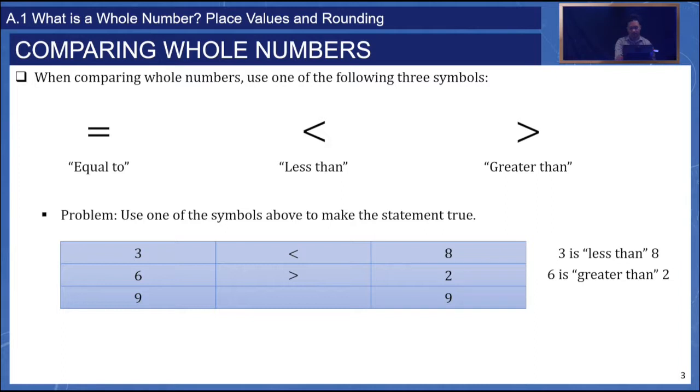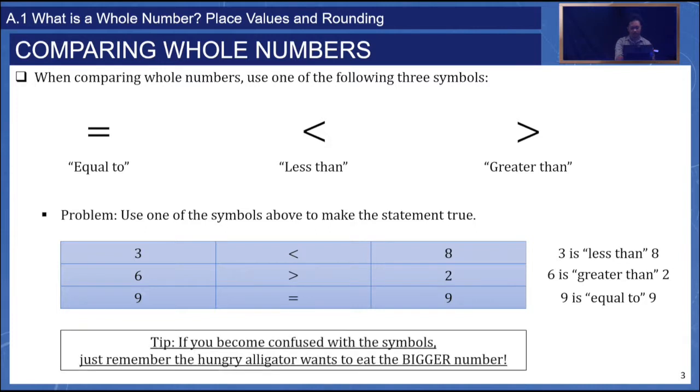Last one, you have 9 and 9. So what would you say? Would you say 9 is equal to 9, 9 is less than 9, 9 is greater than 9, and that's a no-brainer? You would say 9 is the same as 9, so you would write the equal to symbol. 9 is equal to 9.